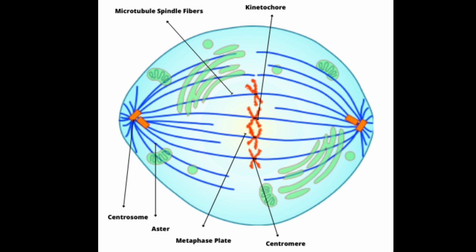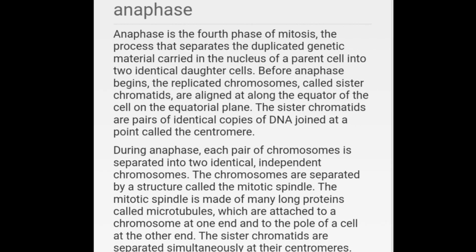Once the cell has established that all the chromosomes are properly aligned and the kinetochores are correctly attached, the cell enters the fourth phase of mitosis known as anaphase. Anaphase is the fourth phase of mitosis, the process that separates the duplicated genetic material carried in the nucleus of a parent cell into two identical nuclear materials which are yet to be formed.